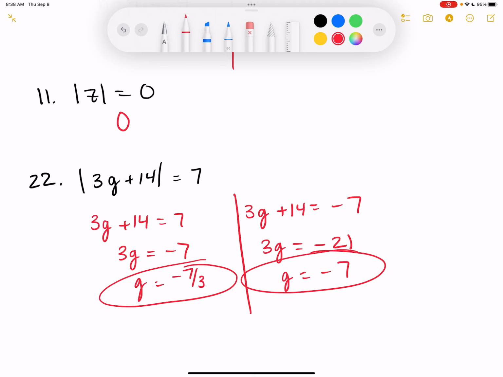So these ones are going to require you to check them. Still the same way of setting it up, so that you have the positive and negative one. Okay, and then you're going to need to check the answer that you get back in the original equation. Okay, so you would check it back in whatever they gave you to start with.